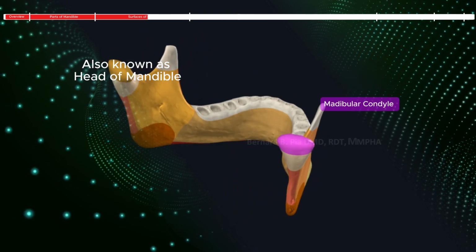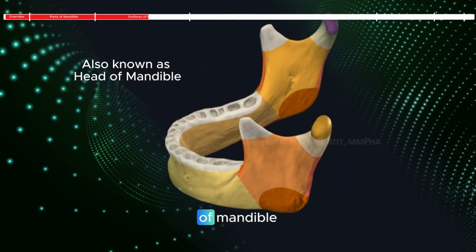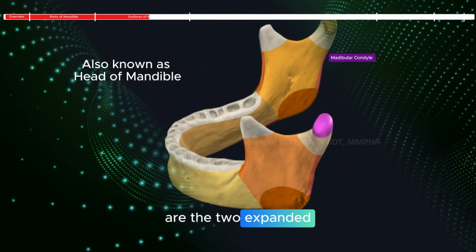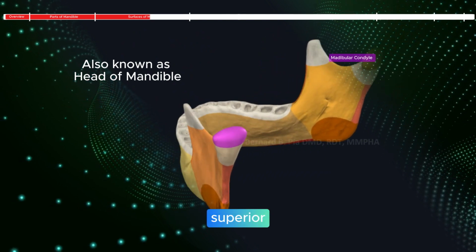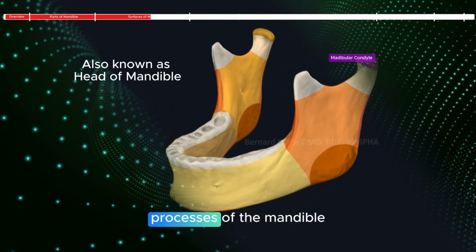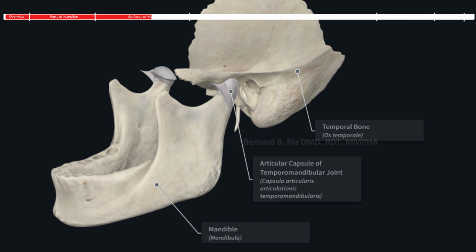7. The mandibular condyles, or heads of mandible, are the two expanded, articular, superior ends of the condylar processes of the mandible. Contributes to the formation of the temporomandibular joint, along with the mandibular fossa of the temporal bone and an intervening articular disc of the temporomandibular joint.